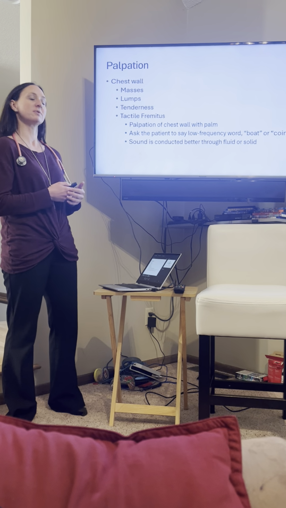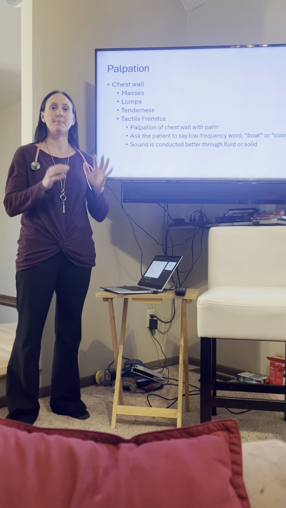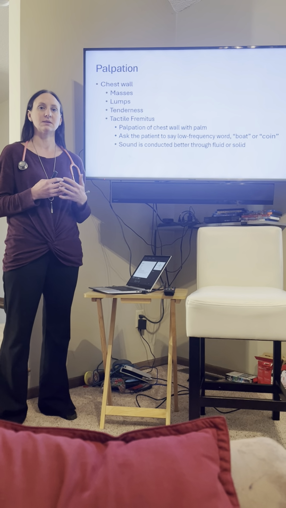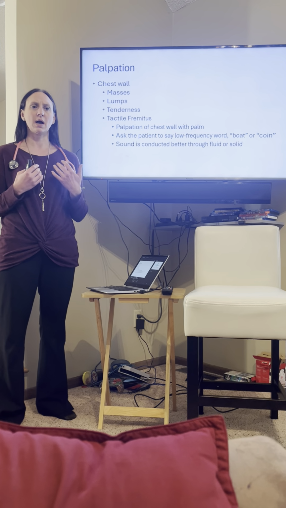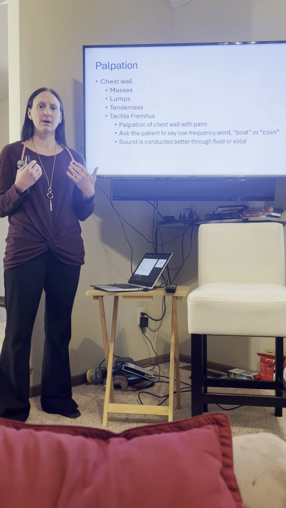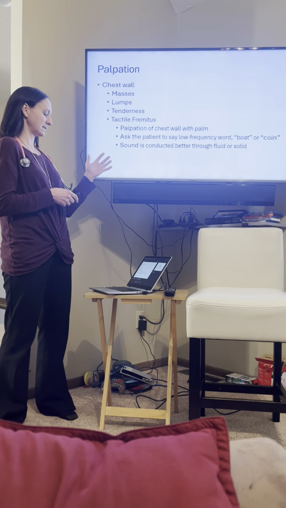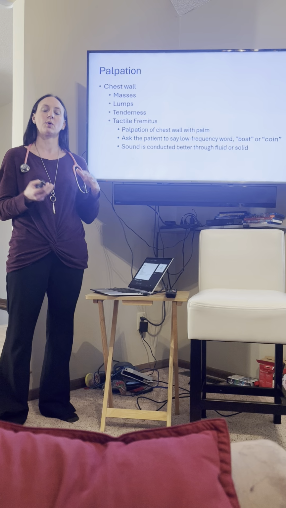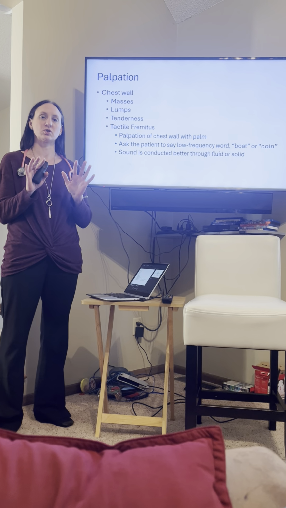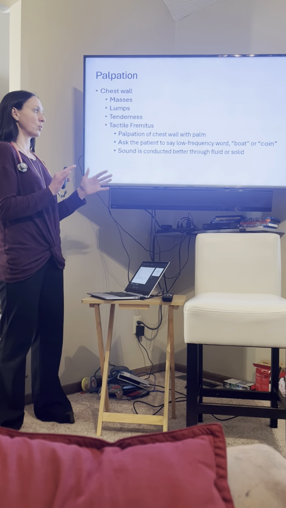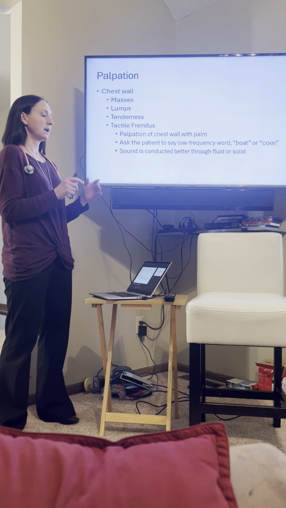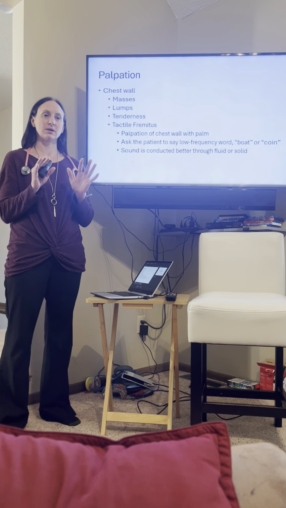After inspection, we move to palpation. First, I'm just going to palpate that chest wall for any masses or lumps. In females, we're going to spare the breast area, but otherwise I'll do anterior and posterior chest. Then I'm going to check for tactile fremitus. So tactile fremitus is where I place both palms on my patient's chest, and I have them say a word such as boat or coin, and I feel for that vibration.